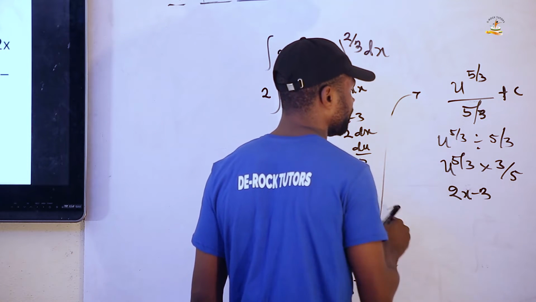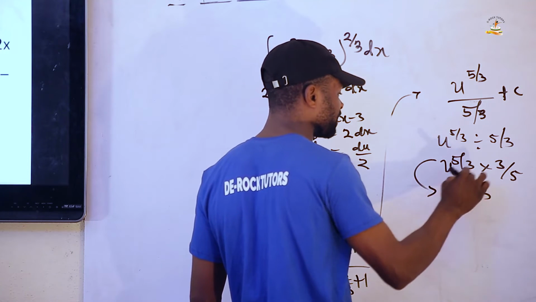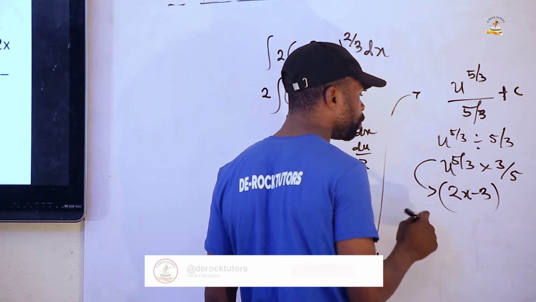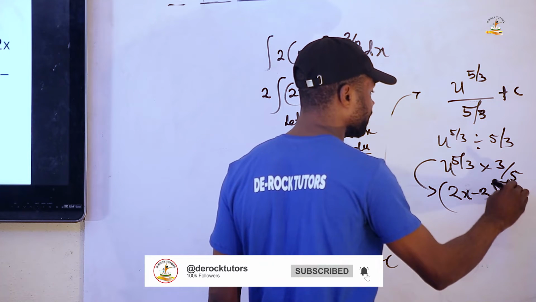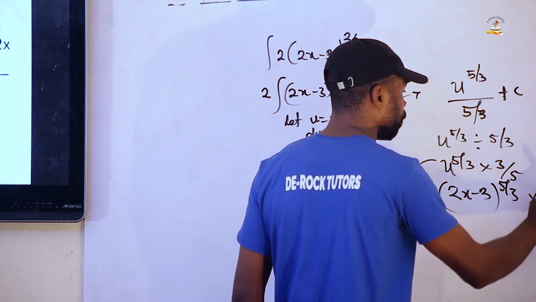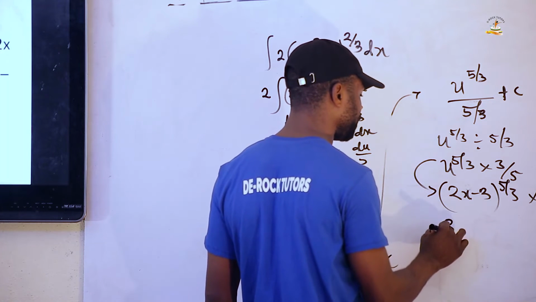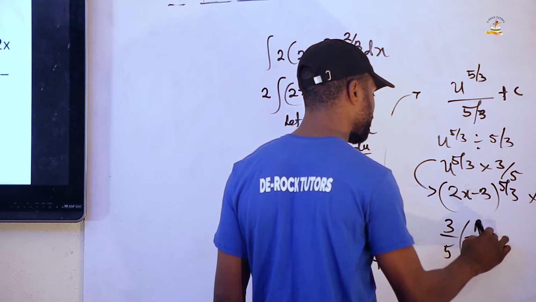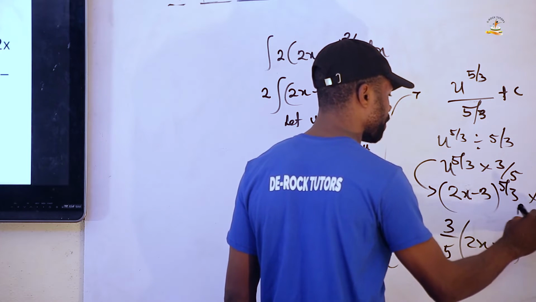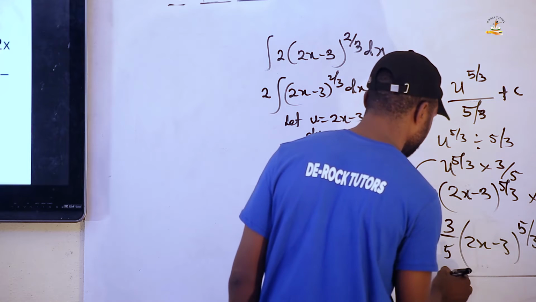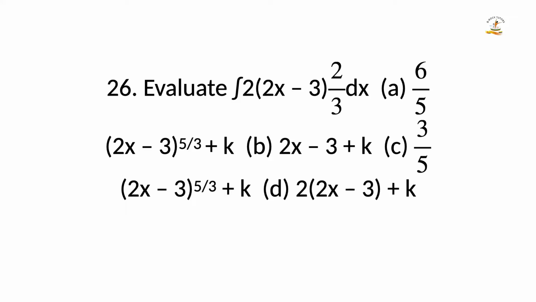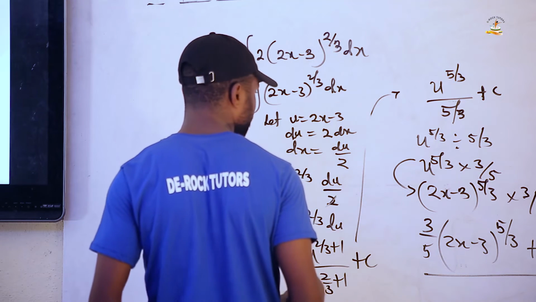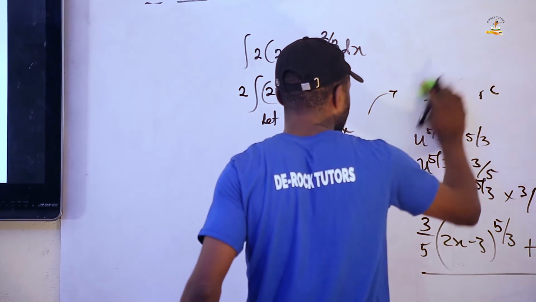2x minus 3. Therefore, this particular last expression will now become (2x minus 3) raised to power 5 over 3 times 3 over 5, which can now be written as 3 over 5 into (2x minus 3) raised to power 5 over 3 plus the constant c. So the option here is option C, which is 3 over 5 into (2x minus 3) raised to power 5 over 3 plus c or k, as the case may be.